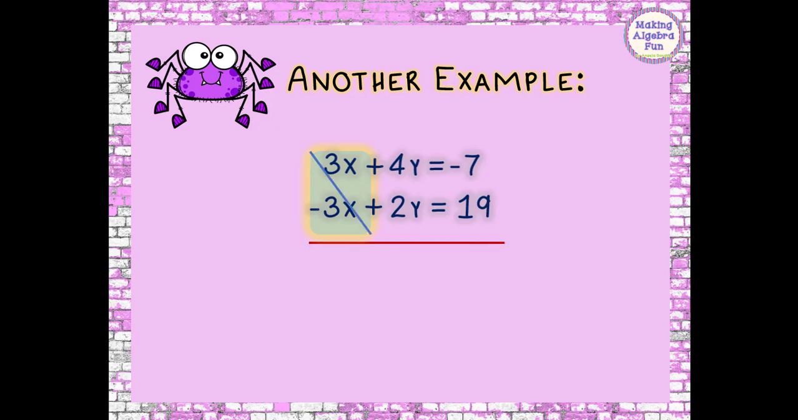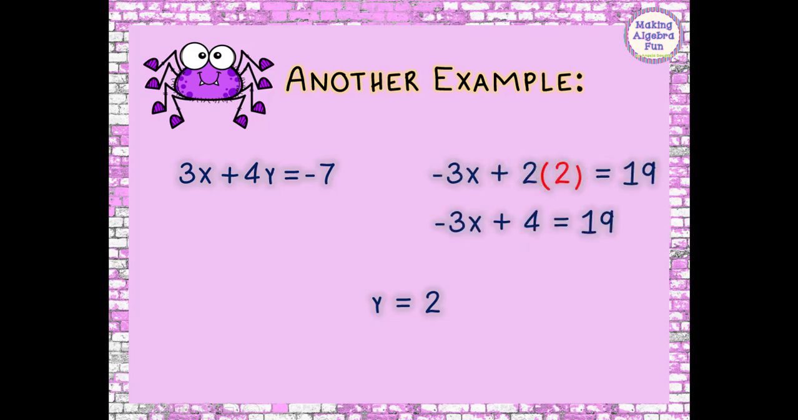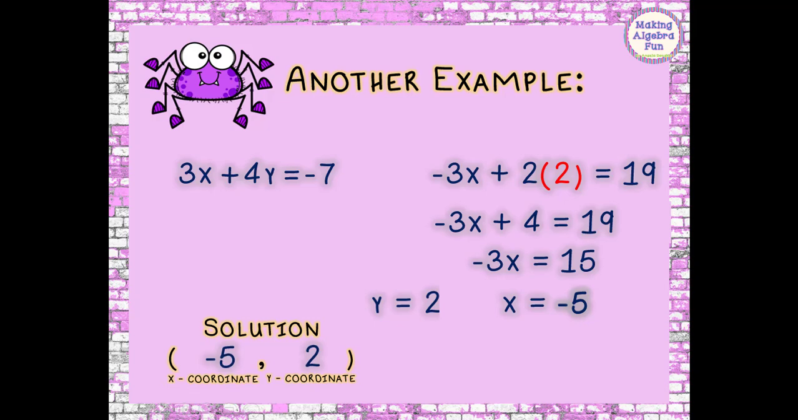I'm going to cancel those. I'm going to get 6y when I combine the y's. Drop down your equal sign. Negative 7 and 19 is 12. Divide by 6, and y is 2. Now that I know y, I'm going to substitute that. It doesn't matter which one. I'll take the one on the right this time. And we're going to solve for x. So make 2 times 2, 4, and this is just a quick two-step equation, and you get x is negative 5. Always write the solution with the x coordinate first and then the y coordinate.